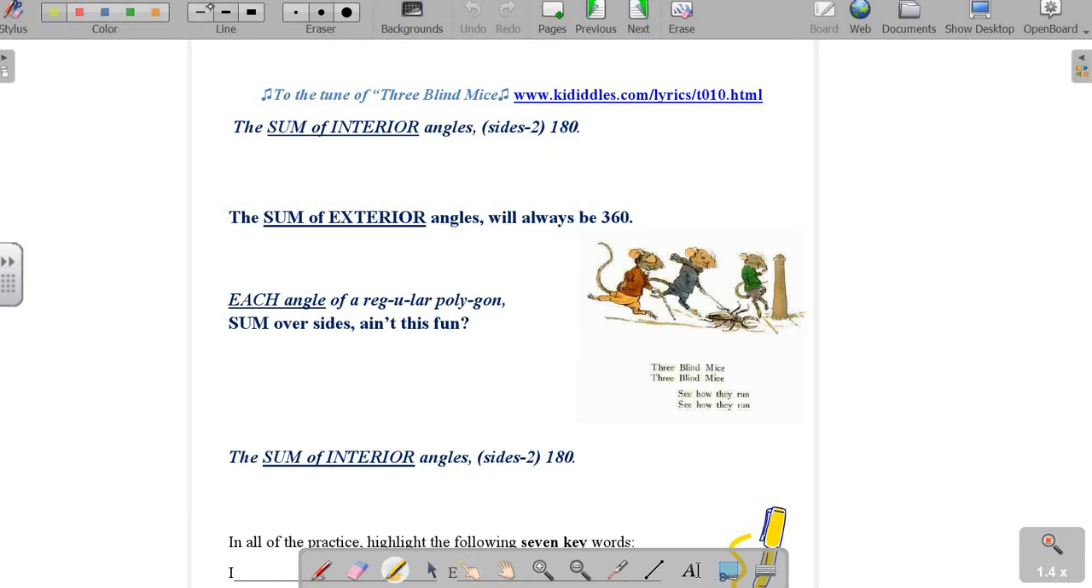I'm serious. Ready? Sing. The sum of interior angles, sides minus 2 times 180. The sum of exterior angles will always be 360. Each angle of a regular polygon, sum over sides, ain't this fun? The sum of interior angles, sides minus 2 times 180.